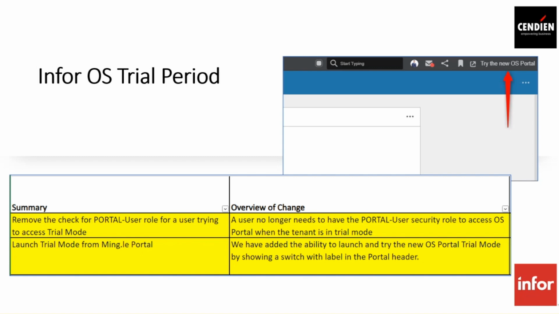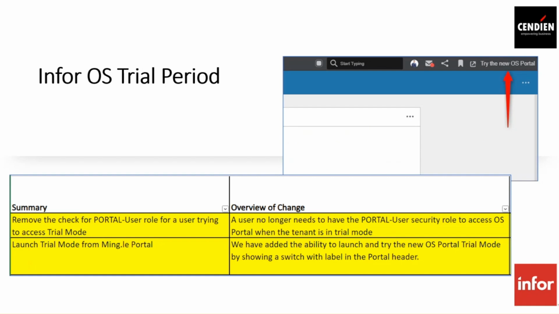If you're not reviewing the release reports for the CU, I would highly recommend that you start doing so, because that's where you can see the changes coming for that month's CU. And also, of course, the Hans Mueller calls that are very, very good, and they go over these things over and over again. So here you can read that it's removing the check for portal-user role for a user trying to access the trial mode. So it's no longer needed.